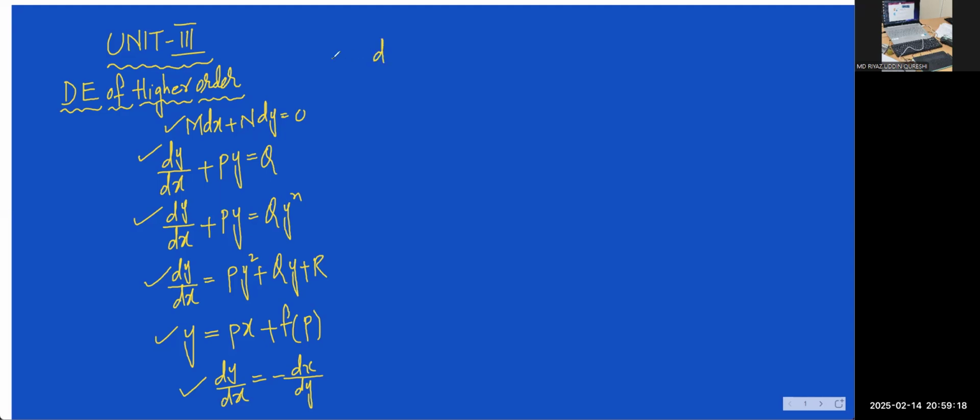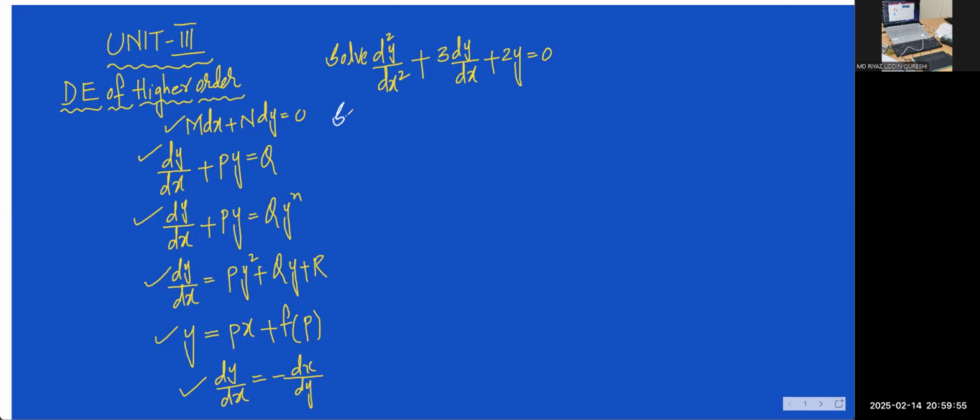Solve. The question is: solve d square y by dx square plus 3 dy by dx plus 2 into y is equal to 0. Now today we are going to learn how to find the solution of this type of higher order differential equation.